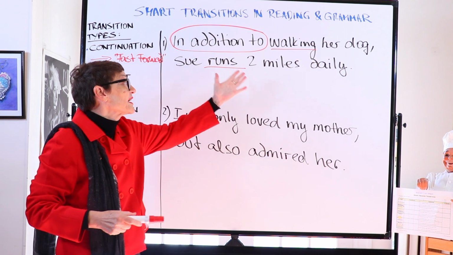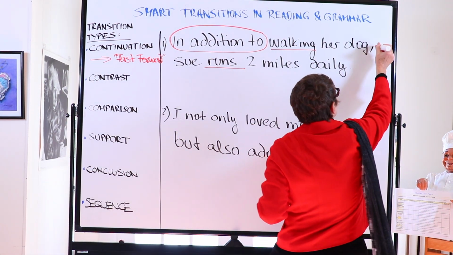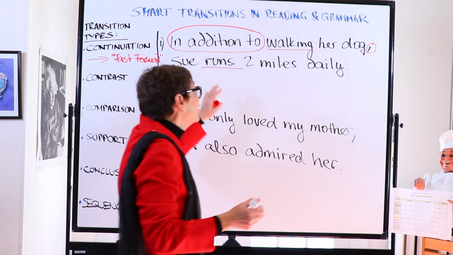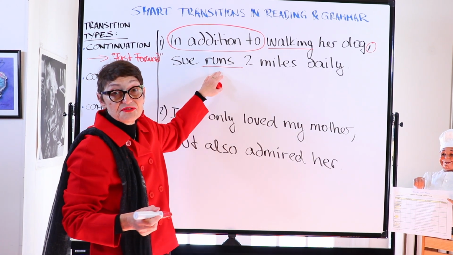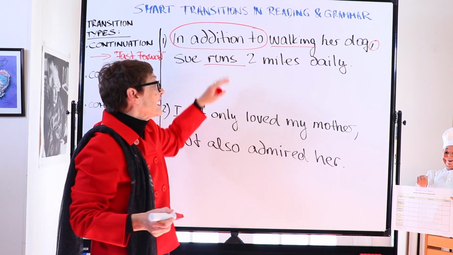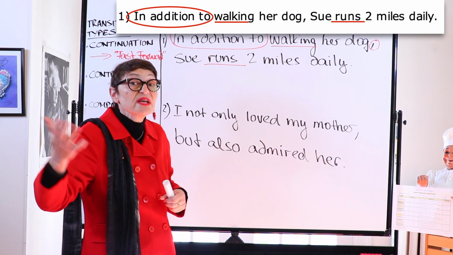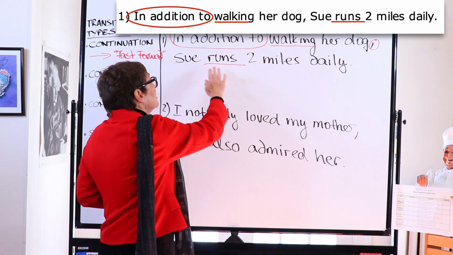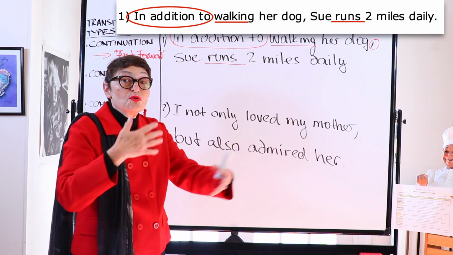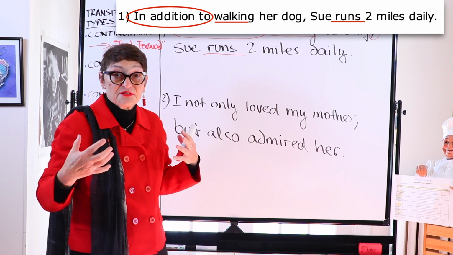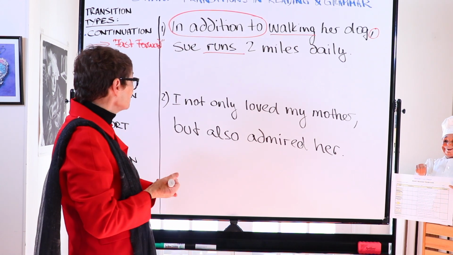We start with walking. The comma, by the way, here is also very helpful because it tells you exactly where the second part of this sentence starts and where the second part of the continuation here starts. Walking, running. Clearly, Sue must be a very active person. Then, sentence number 2.